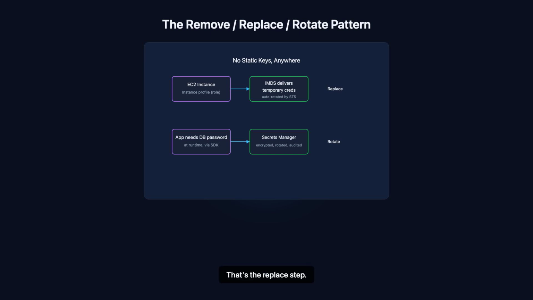That's the replace step. For third-party credentials like a database password, the app calls Secrets Manager at runtime through the SDK, caches the response, and stores nothing. That's the rotate step, encrypted at rest, rotated on a schedule, fully audited.